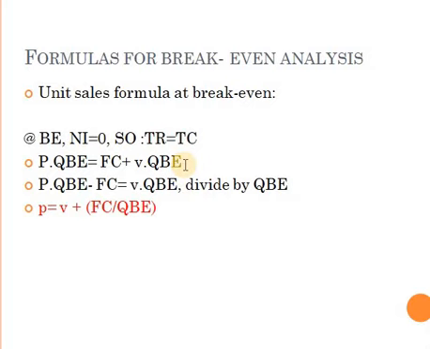You get the fixed cost to one side, as we did in the previous slide, and you divide by quantity at break-even again. But this time I'm interested in calculating P. So you will see that P equals V plus fixed cost over quantity at break-even. So basically the steps are similar.